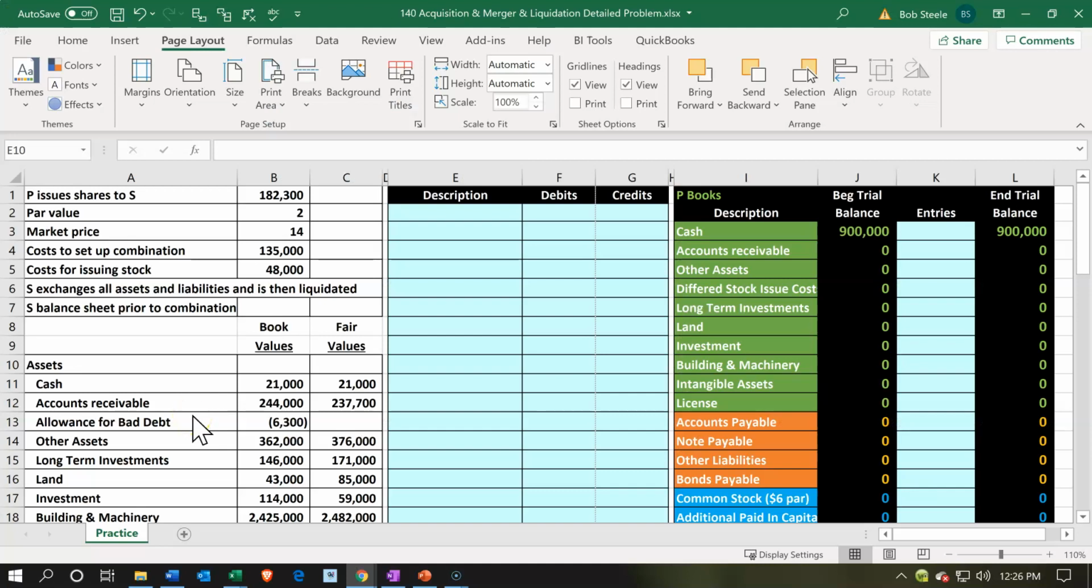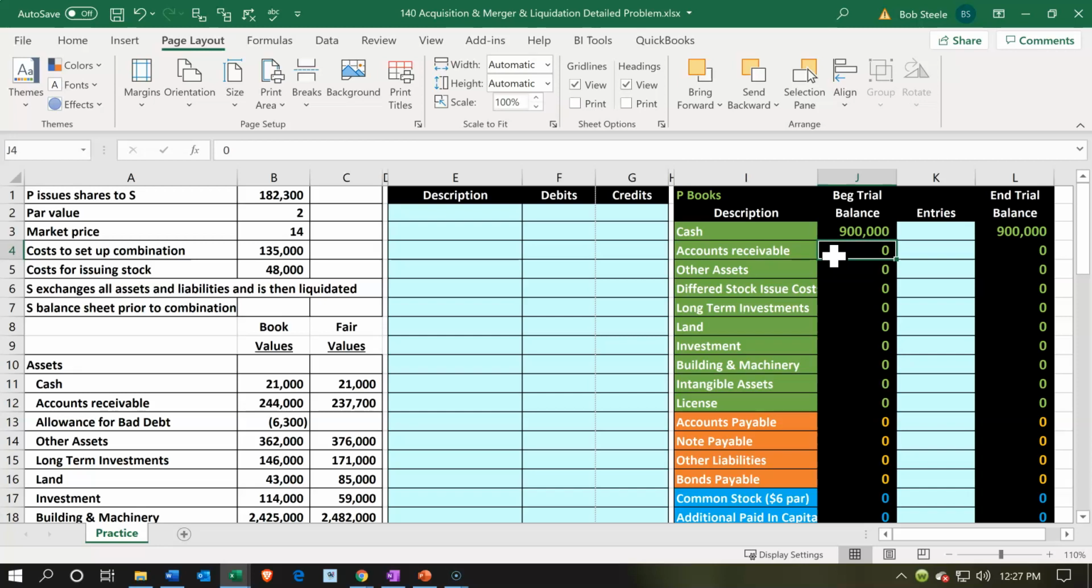Here we are in our practice problem. We're going to have the information on the left-hand side. We're going to enter that information into the blue area on the right-hand side, including the journal entries here, and then we're going to be posting that to our trial balance to get an idea of the balancing concept and the effect that it would have on a trial balance with the actual accounts affected here.